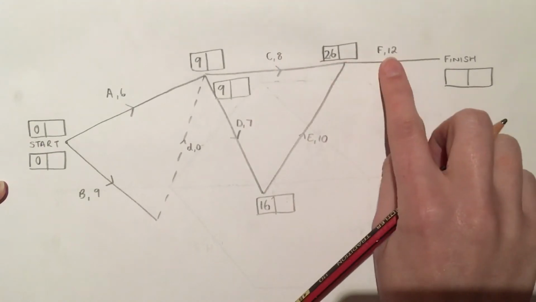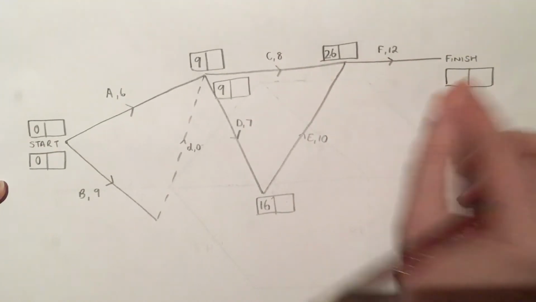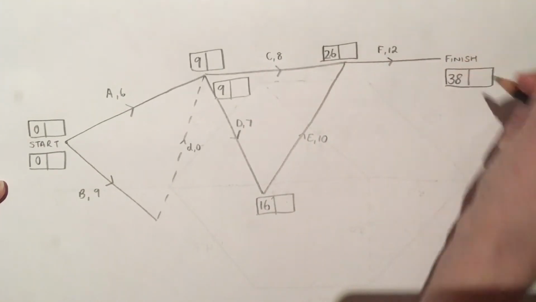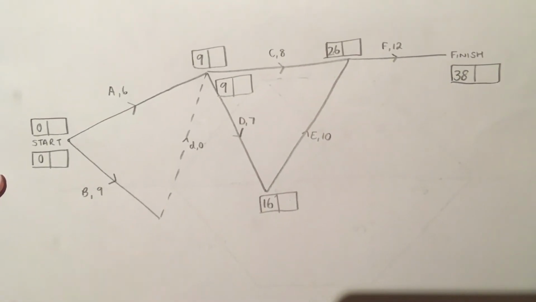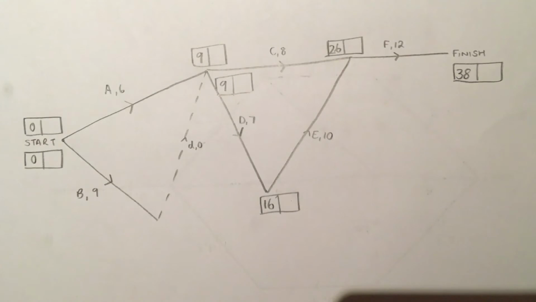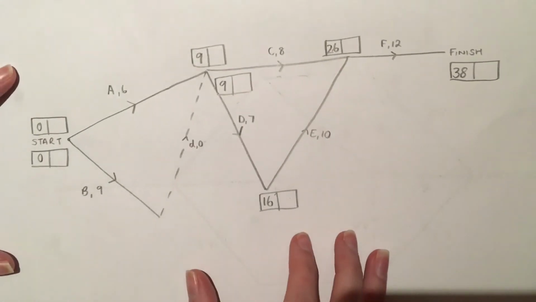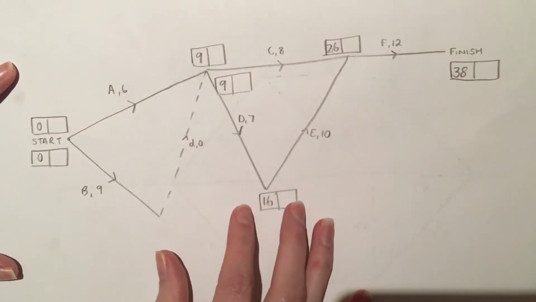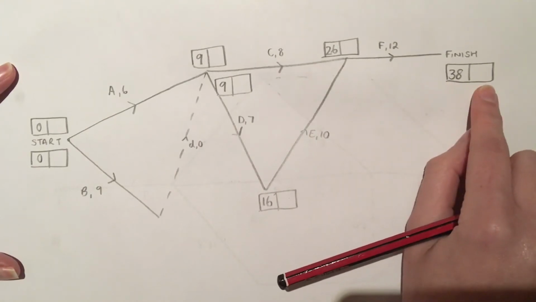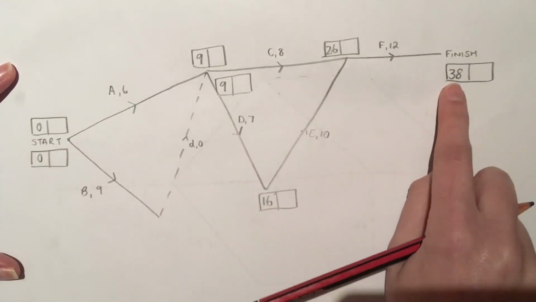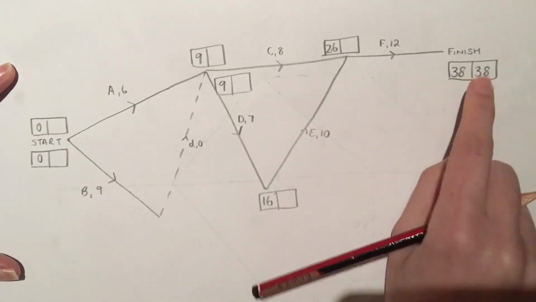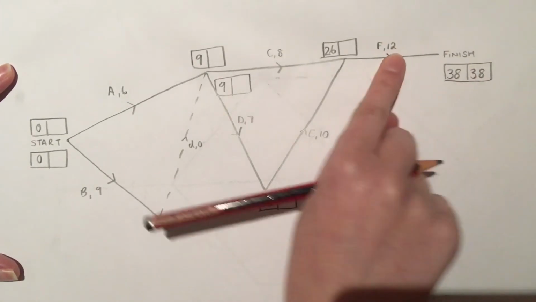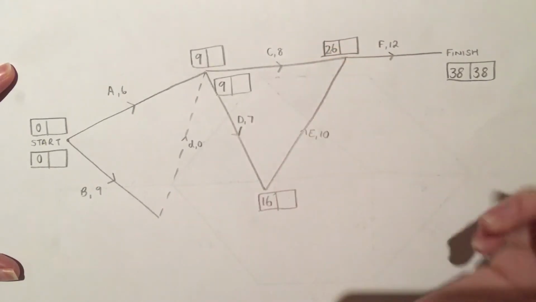And then 26 and 12 makes 38. So that's your final number. So it's going to take a minimum time of 38, whatever it is, minutes, hours, days, weeks, whatever your units are, to finish this overall project. So now I want to do my backward scanning. So I'm going to copy in the final number and then go from there. So 38 backwards 12 is going to be 26.